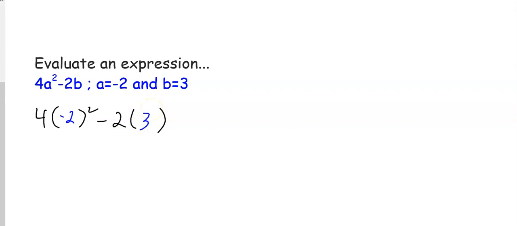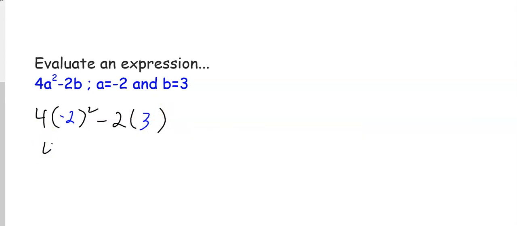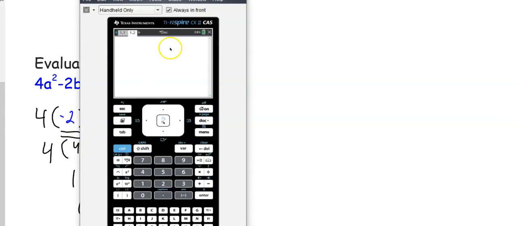Now if you solve this one step at a time, this would be 4 times positive 4 minus 2 times 3, which is 6. 4 times 4 is 16, minus 6. So the answer is definitely 10 right there. But it's very important that you put that negative in parentheses, because a is being squared, so -2 times -2 is a positive 4.